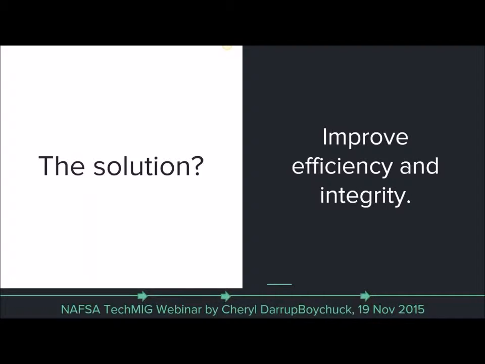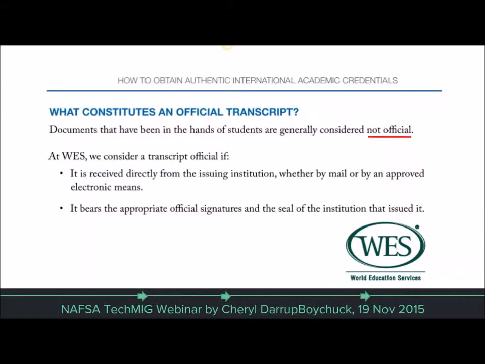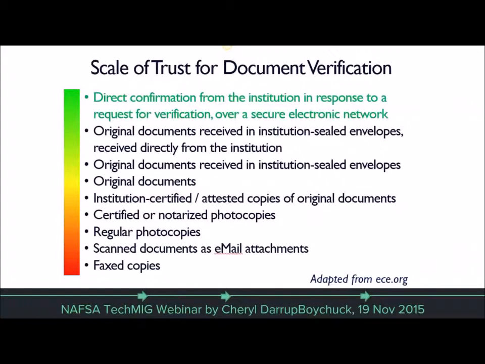How can we do better? And also, what does that look like in the real world? So in a perfect world, academic transcripts and financial documents would be received directly from the issuing institution, whether by mail or by an approved electronic means. So in the case of transcripts, that means directly from the educational institution. For financial statements, that means directly from the bank without passing through the hands of students. So we do realize that we're in this state of transition from paper-based to paperless. So alas, the world is not perfect.